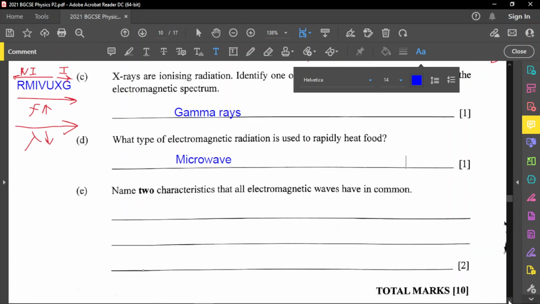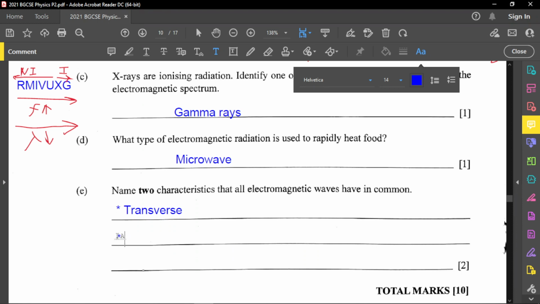There are two characteristics that all electromagnetic waves have in common. One is that they're all transverse. That's the first one I'm going to put. They're all transverse waves, and we know what transverse means, right? It means the wave particles are perpendicular to the direction of the wave, which means at right angles to it.